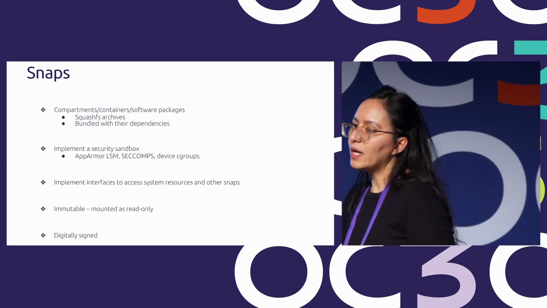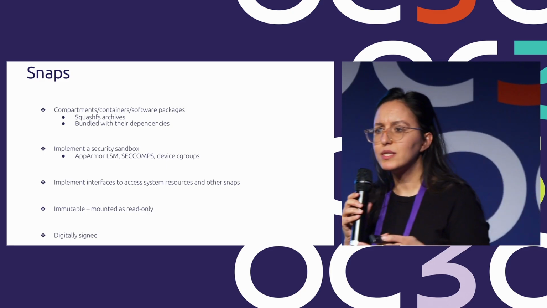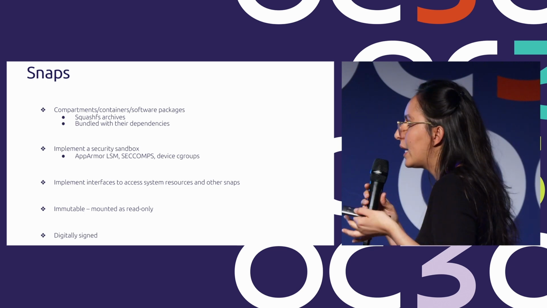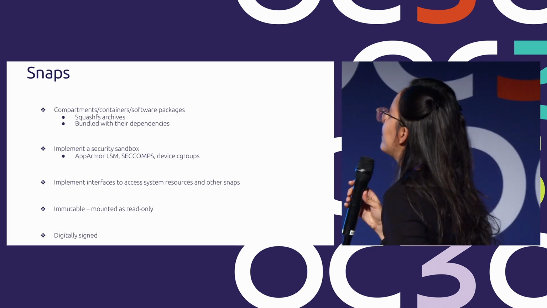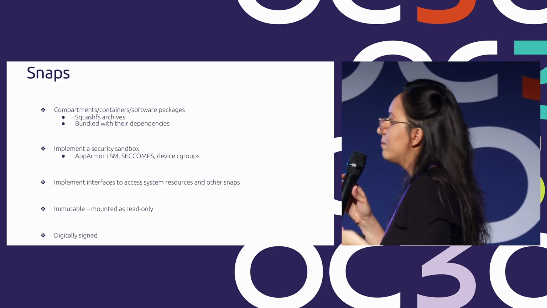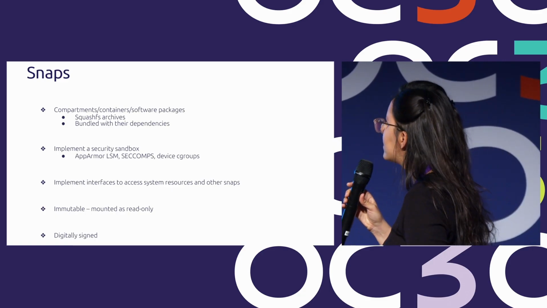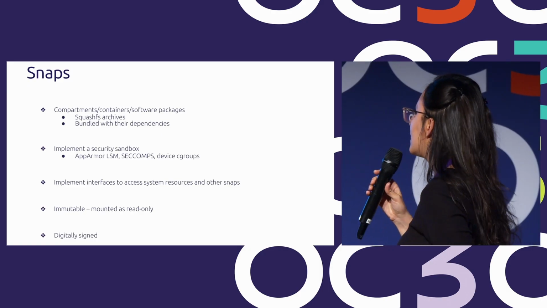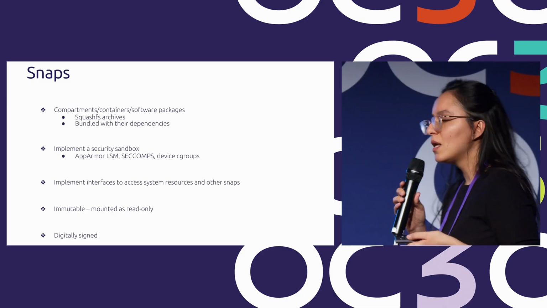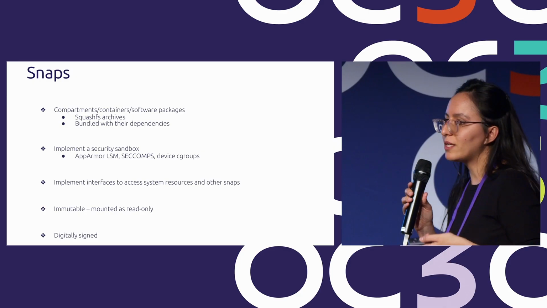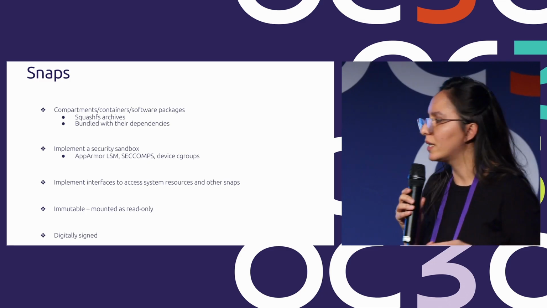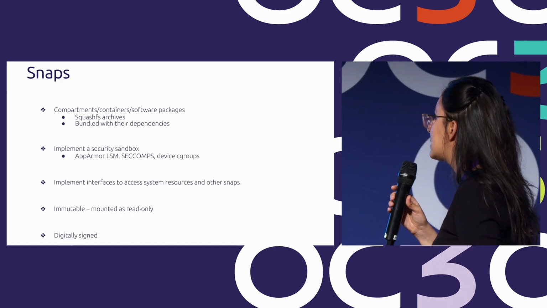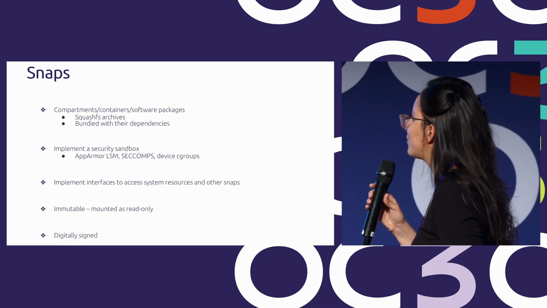So already this design is giving us the modularity and composability, but the security primitives also flow from how we define the container. In our case, it's a snap. So snaps are, at the end of the day, SquashFS archives. We bundle them with all of the dependencies that the application needs. And at runtime, they implement a security sandbox that is bootstrapped by the same kernel primitives that other container technologies are making use of. In our case, we're using AppArmor as an LSM, seccomp, and device cgroups.